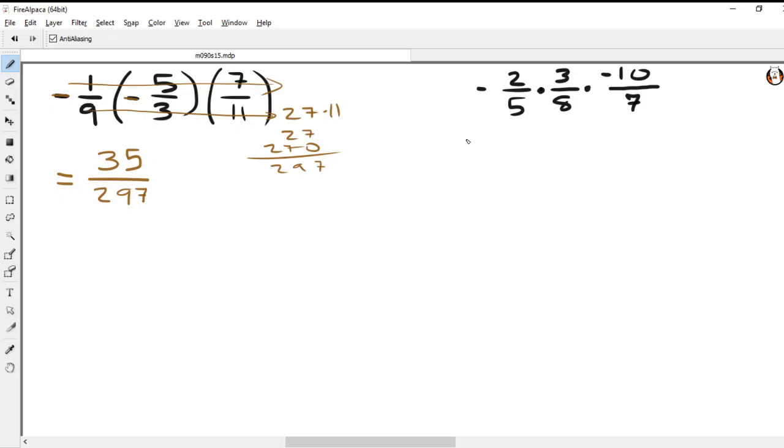Next one over here. Let's see if anything reduces here. 2/5, 3/8, 10/7, and it's going to be negative and a negative. That's going to be positive. 5 goes into 10 twice, and 2 goes into 8 4 times. So this is going to become 1 times 3 times 2 divided by 1 times 4 times 7.